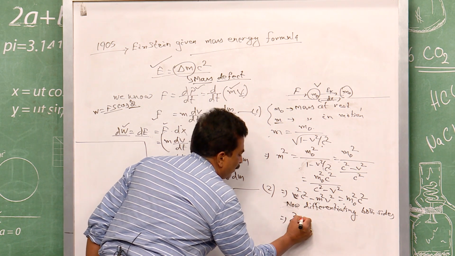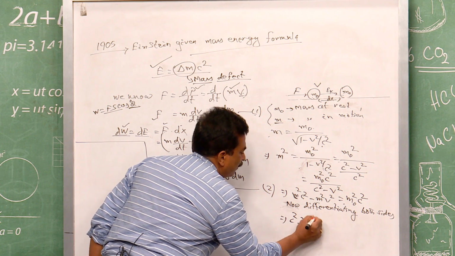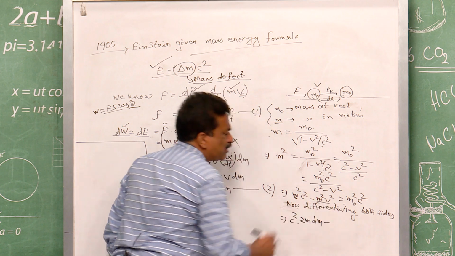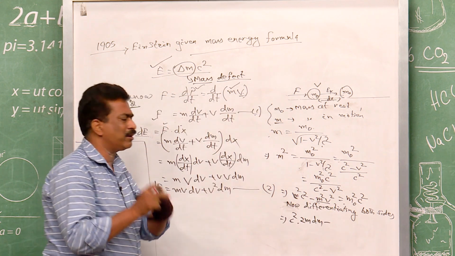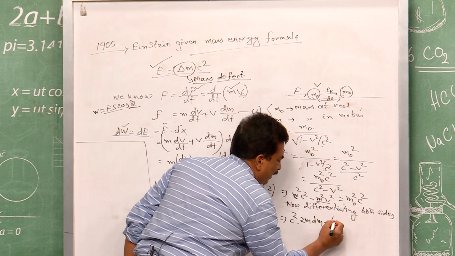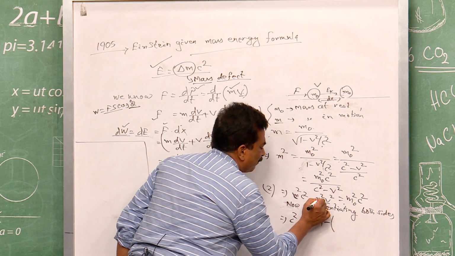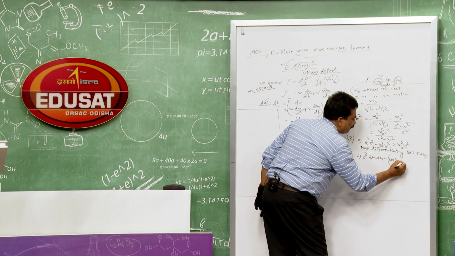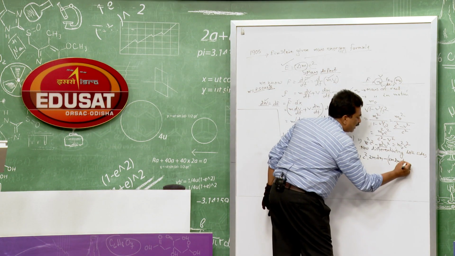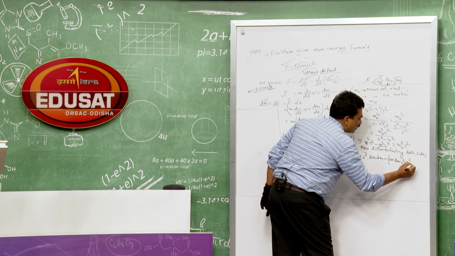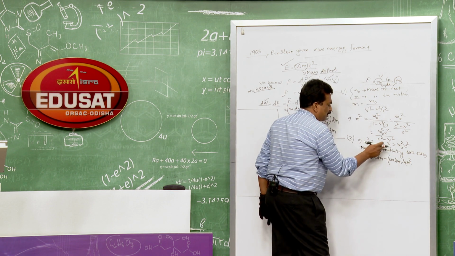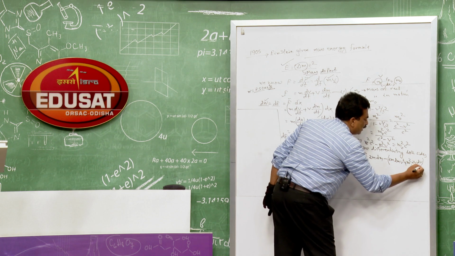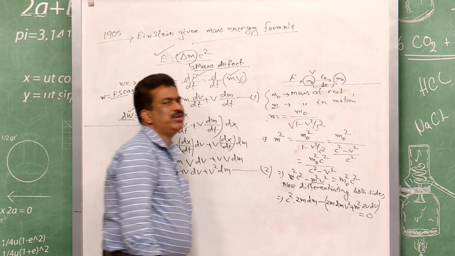So, m square will be 2m dm. Then this equals minus v square m square v square, both are variables. Therefore, minus of, if you differentiate the first, then 2m dm v square, then plus m square is constant, the second function comes out, then v square is differentiated, 2v dv, equals 0.